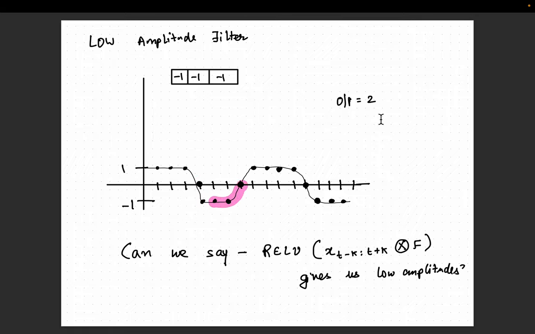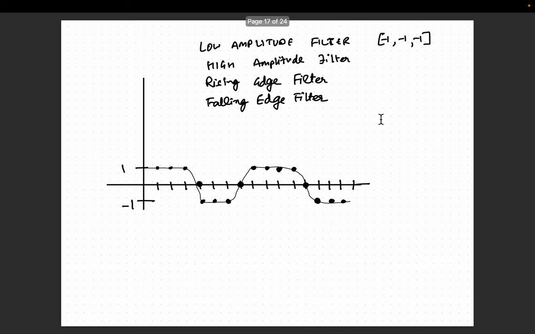We then said that we can apply a ReLU to the convolved output, that is, the output of the convolution operation applying the filter to the time series. If we do a ReLU over it with this particular filter, we'll be able to detect the low amplitude regions. Similarly, we said that we can detect high amplitude regions, rising edges, and falling edges. Once we have that, we have some very basic features.